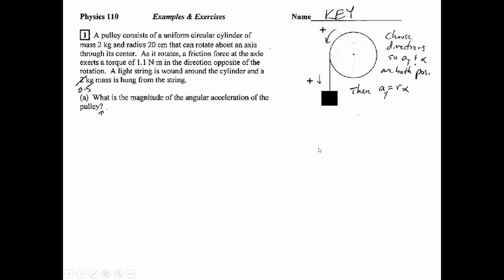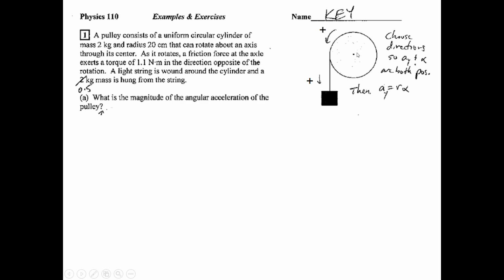When one is rotating in the positive direction, this one will be moving in the positive direction. And what that means is the relationship between the acceleration of this one and the angular acceleration of this one is just ay equals r alpha. The y acceleration, if I call plus y down here for this one, is equal to the radius of this one times the angular acceleration of this one.